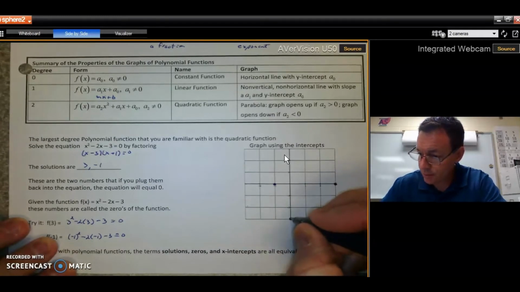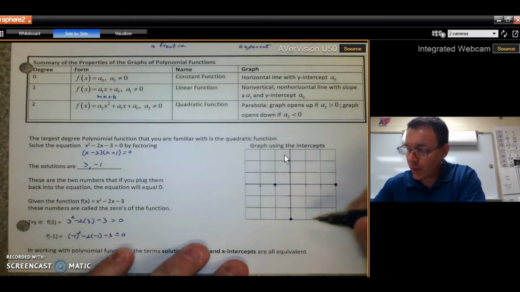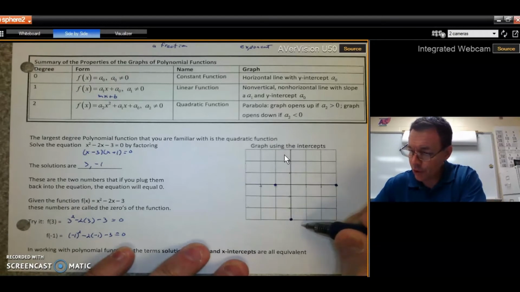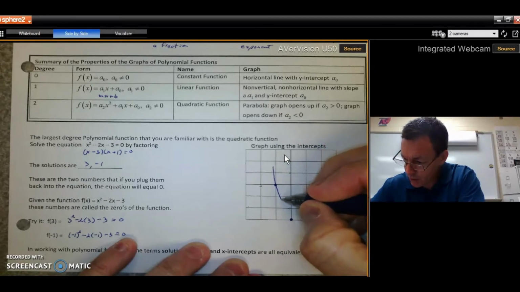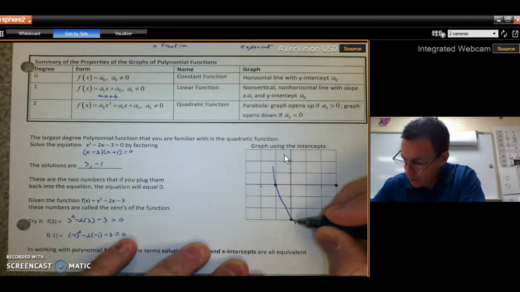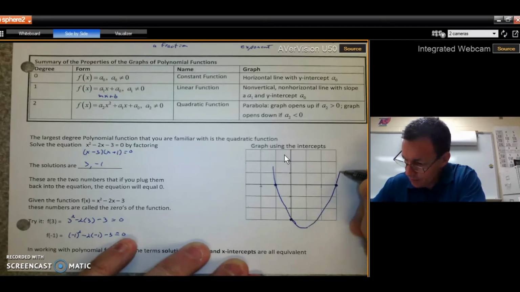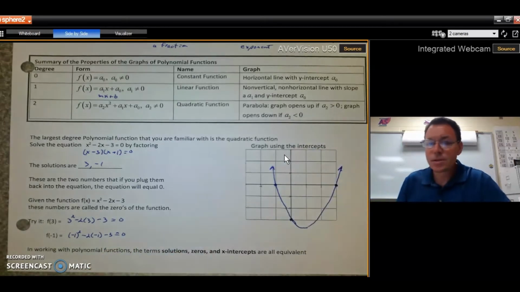So, okay, these 3 points, now obviously this is not a low point. The low point should be right in between these two. So this parabola would go down, and then it would keep going a little bit before it turned around and started to go up. Okay, so that's a quadratic.